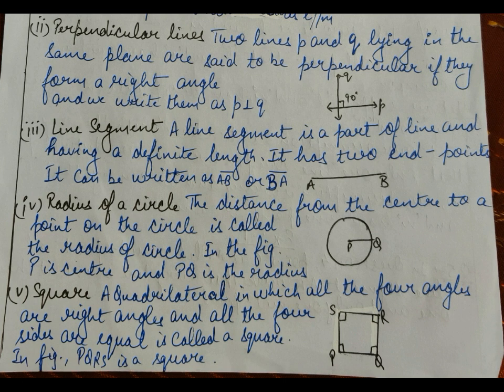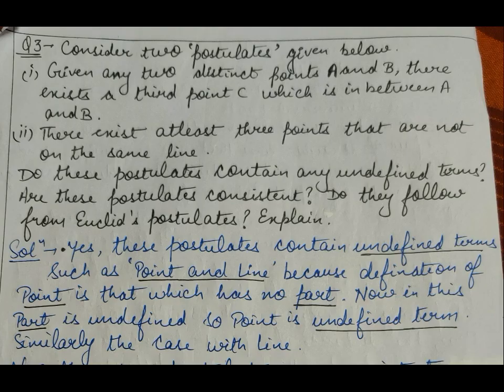Then come to the fifth part, that is square. A quadrilateral in which all the four angles are right angles and all the four sides are equal is called a square. In the figure you can see that PQRS is a square. Then come to question number 3, that is, consider two postulates given below.